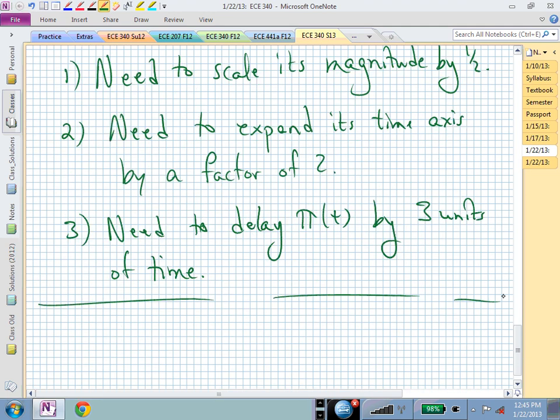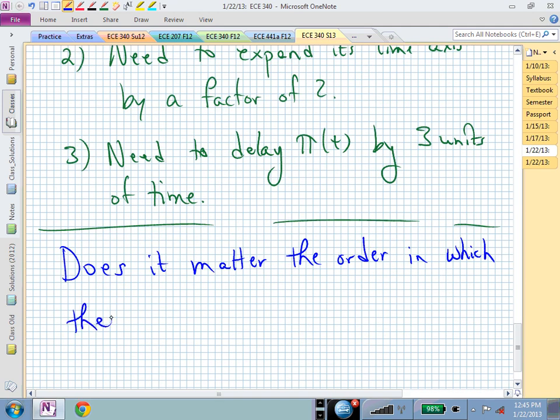Now, here's the big question for today. Does it matter which order we do these operations? So does it matter the order in which these operations, or these three changes, are performed.